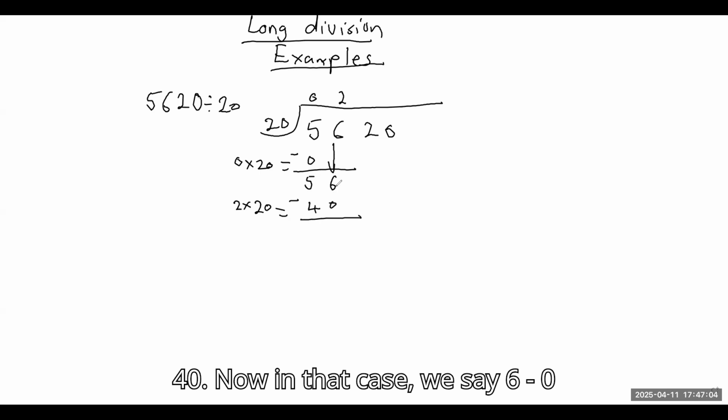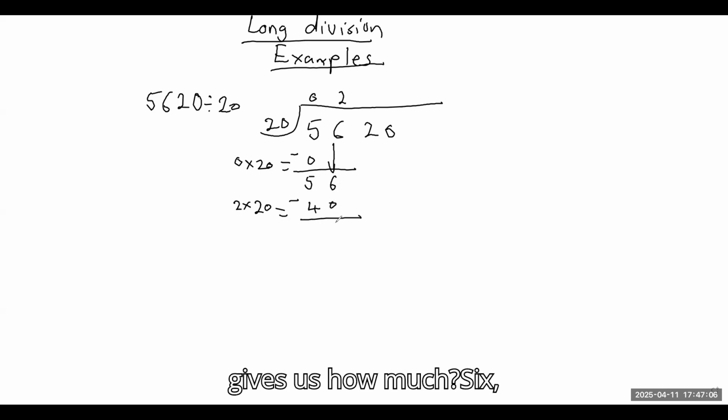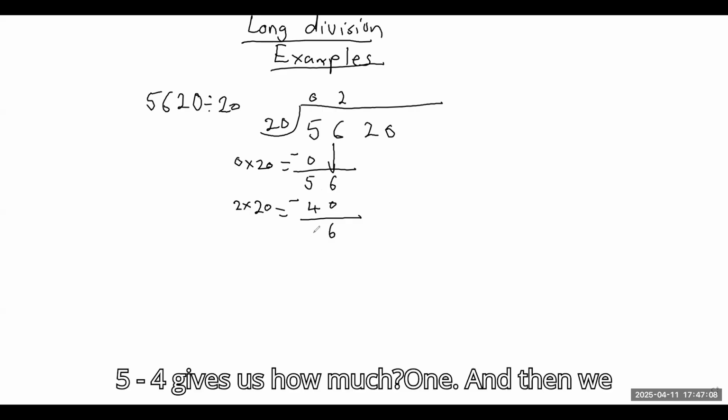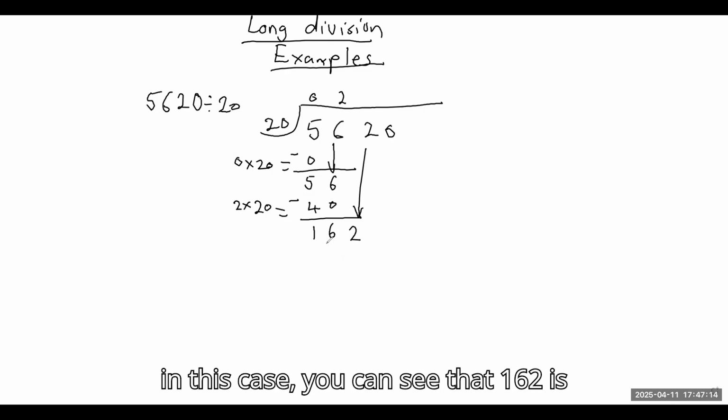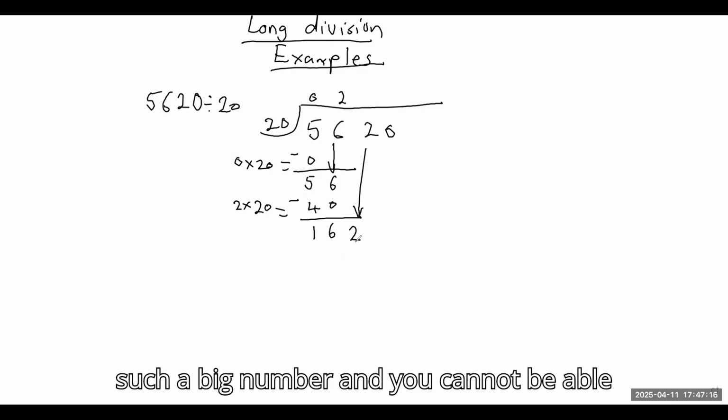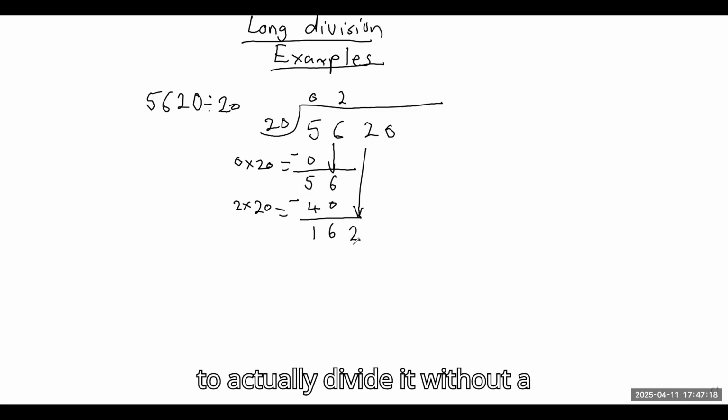Now, in that case, we say 6 minus 0 gives us how much? 6. 5 minus 4 gives us how much? 1. And then we bring down the 2. All right, now in this case, you can see that 162 is such a big number, and you cannot actually divide it without using a calculator.